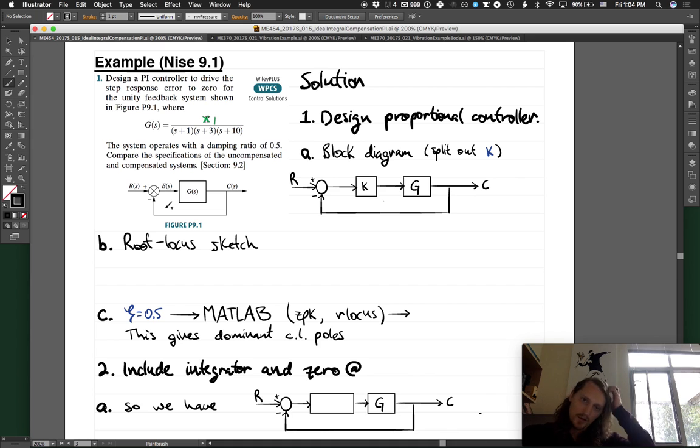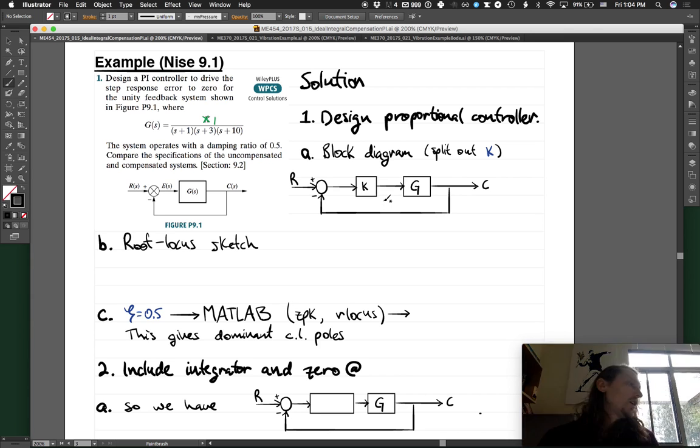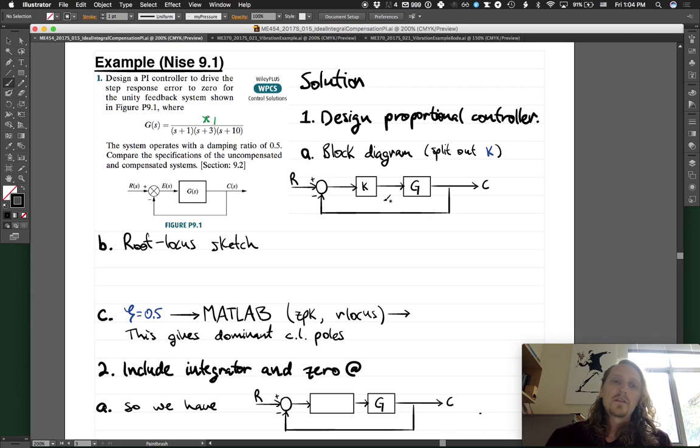So the first step, going back to our steps, is to design a proportional controller. Now they put the K into the transfer function. I don't like that. I like to think of K as being part of the controller, so let's do that. So let's use a block diagram, and we're going to split out K to be the compensator here. So the first step we're going to do, remember, is to design the proportional controller by itself without any integral controller in it. So we need the root locus.